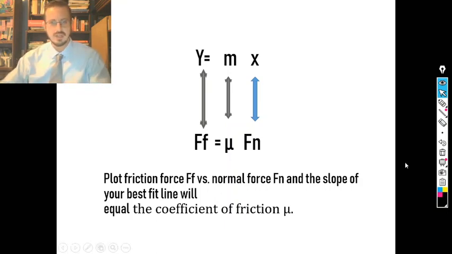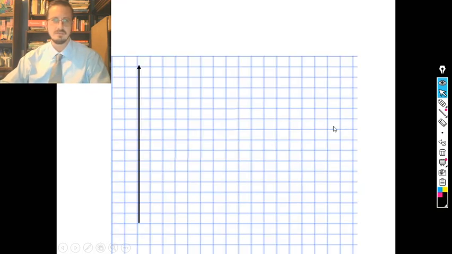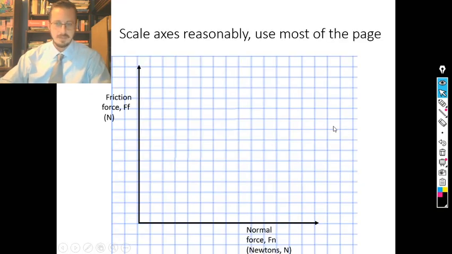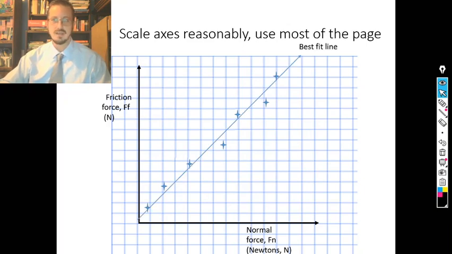So there will be a trend line that we can plot our data on. We can plot our data on a set of coordinate axes, and the data should fall into a trend that we can then draw a best fit line through. Remember to scale your axes reasonably. Here we're plotting the frictional force measured in newtons on the y-axis against the normal force, also measured in newtons on the x-axis. Try to collect 7 data points, and then draw a best fit line through the data.